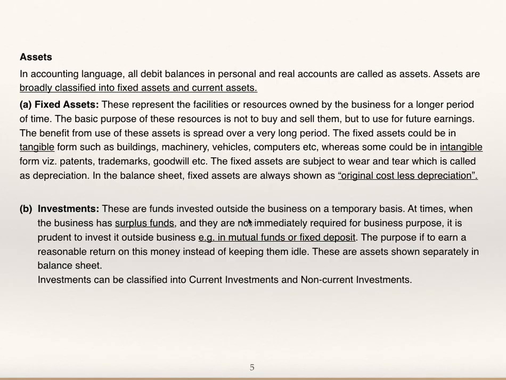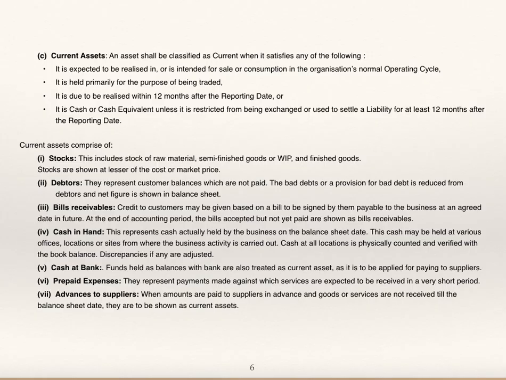These are funds invested outside the business on a temporary basis, at times when the business has surplus funds that are not immediately required for business purposes. It is prudent to invest them outside the business, for example in mutual funds or fixed deposits. The purpose is to earn a reasonable return on this money instead of keeping it idle. These are assets shown separately in the balance sheet. Investments can be classified into current investments and non-current investments.